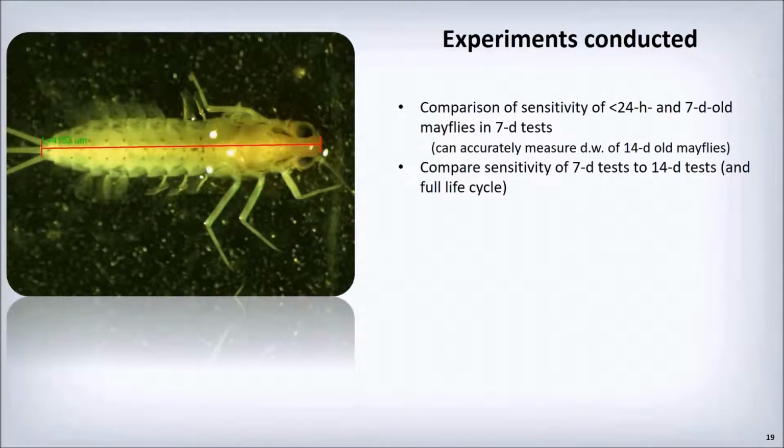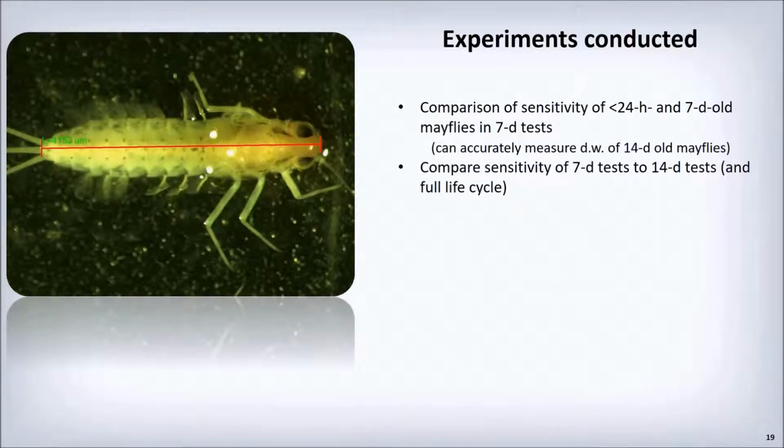And the experiments that we wanted to conduct in this part of the project were, first of all, to compare sensitivity of less than 24-hour-old versus 7-day-old mayflies in 7-day tests. The reason that we chose the 7-day-olds to compare to the less than 24-hour-old mayflies was because Jim Lazorchek's lab had done some intermediate ages, 3 and 5 days, but if you start with a 7-day-old organism and test it for 7 days, by the time the mayflies are 14 days old, you can actually get direct dry weight measurements that are quite accurate. So if the sensitivity was all the same, getting a direct dry weight measurement might be useful. And then we also wanted to compare the sensitivity of 7-day tests to a longer term test, like a 14-day test, and a full life cycle test. So looking at how the duration of the test affects sensitivity.